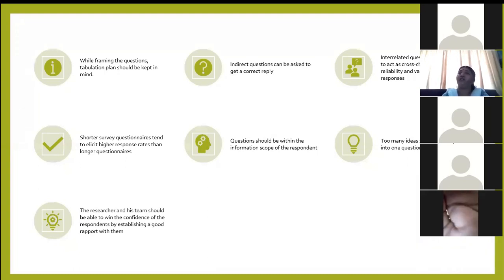Similarly, too many ideas should not be put into one question. For each question, there must be only a single answer. And the most important thing is that the researcher and his team should be able to win the confidence of the respondent by establishing good rapport with them. If the researcher and his team can establish a good rapport with the respondents, then the research work will be very good. Respondents will freely interact with the team, and they will give all their responses.